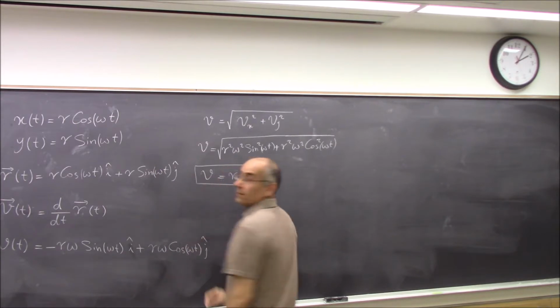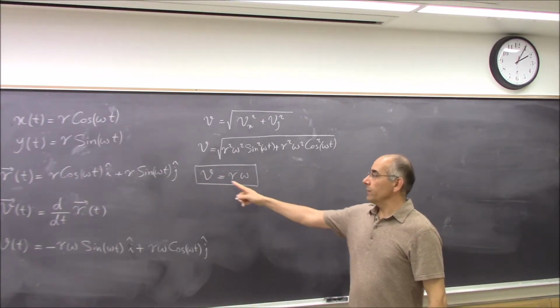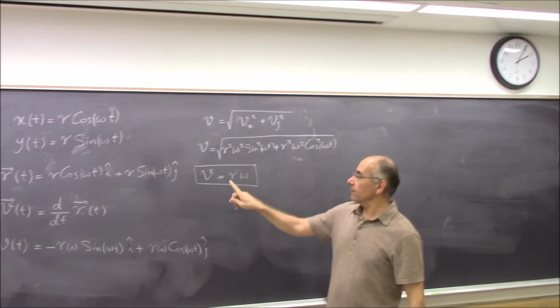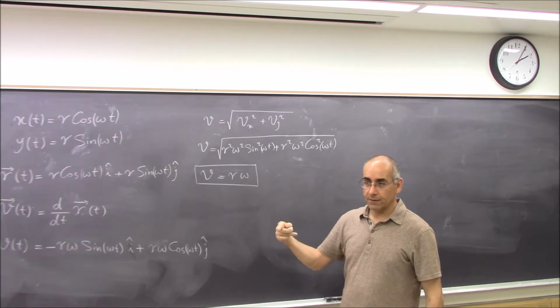This is always the case if something is rotating. The speed of the object that's going around a circle is r times the angular speed. We're going to talk about that later on also in rotation.